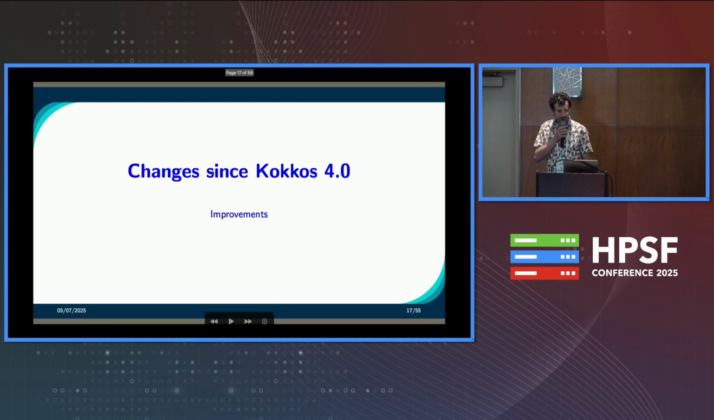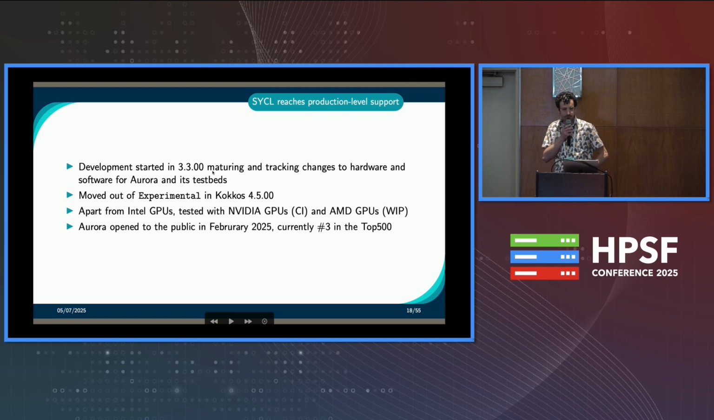Okay, so I'm going to skip that, and I'm going to list a number of very significant improvements that we did since 4.0. Now the SYCL backend has reached production level. We started a while ago, and there might be some difficulty with the systems, but our backend is there, and it's been reliable for a while now, and so it's in production, and I wanted to highlight this.